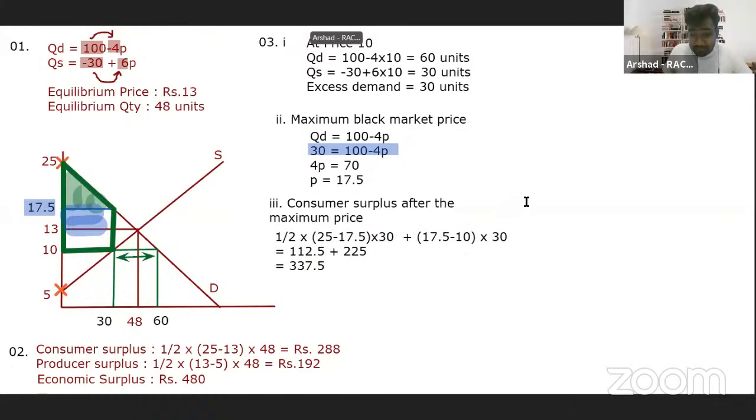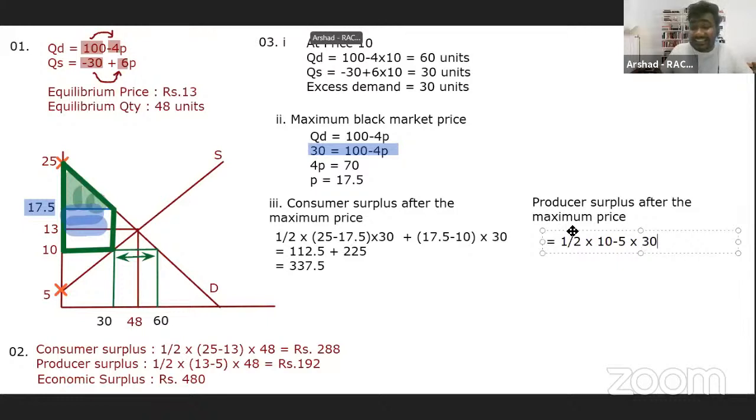Then can you all tell me what is the producer surplus after the maximum price? This is easy. This is simply equal to half into 10 minus 5, that is the height, into our base 30. How much do we get there? 75? Right, that's 75. Is this our final answer? Yes or no? Don't stop here. This is where people solve using the method given in the book. Which method? In which book, guys?